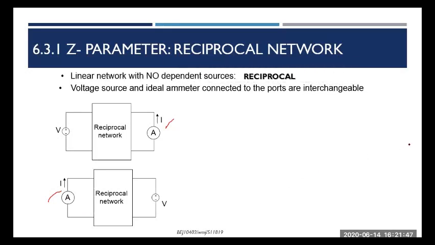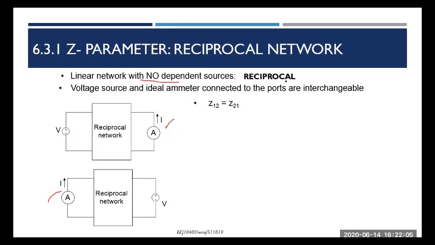A linear network with no dependent sources is called reciprocal. This is only applicable for circuits with no dependent sources. If you have dependent sources in your circuit, then you can't have a reciprocal network.